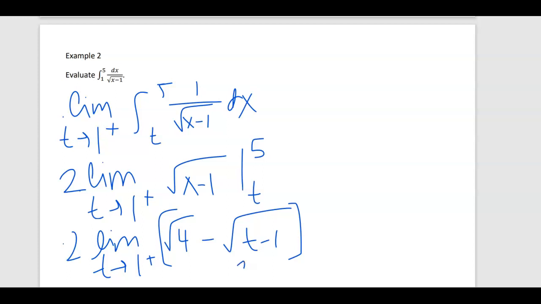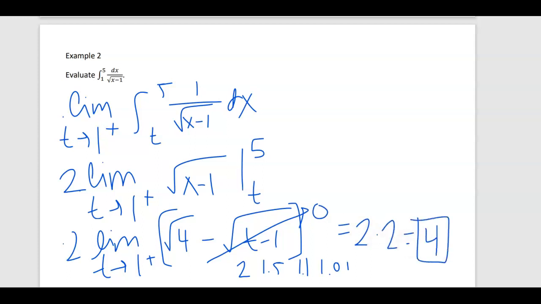So I'm plugging in 2, then I'm plugging in 1.5, then I'm plugging in 1.1, and then 1.01 all into this t. Well, that means this is going to go to 0, and I again get 2 times the square root of 4, which is 2. And so I actually get 4 again.